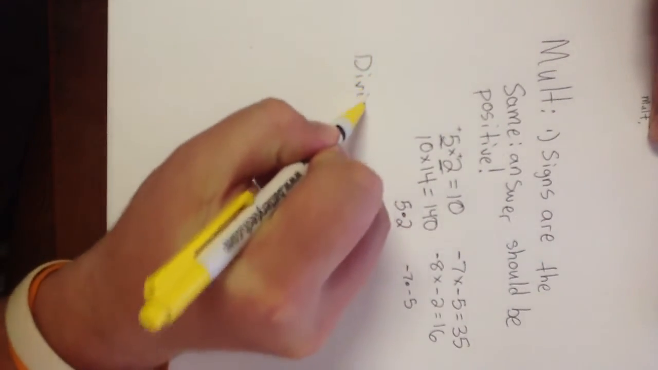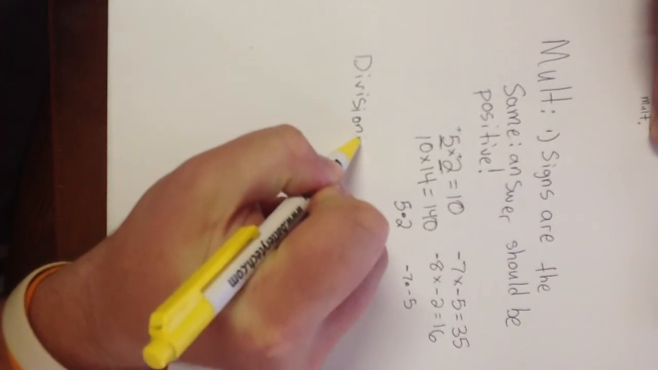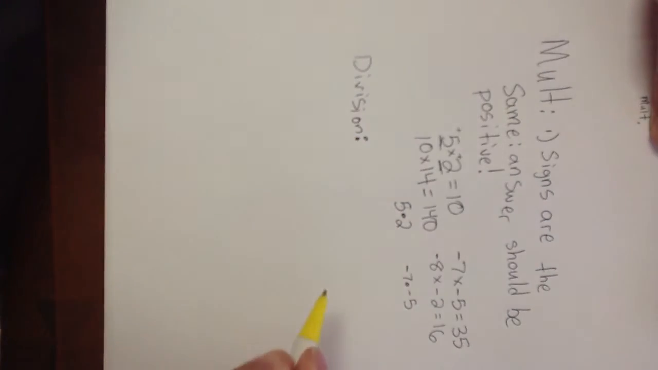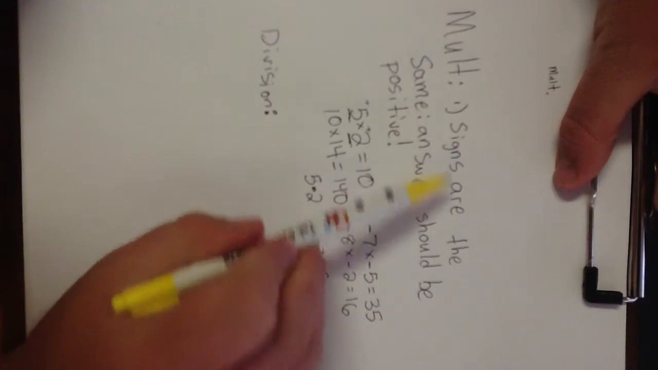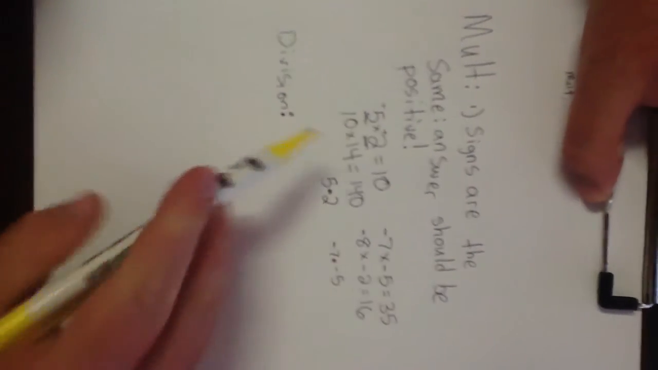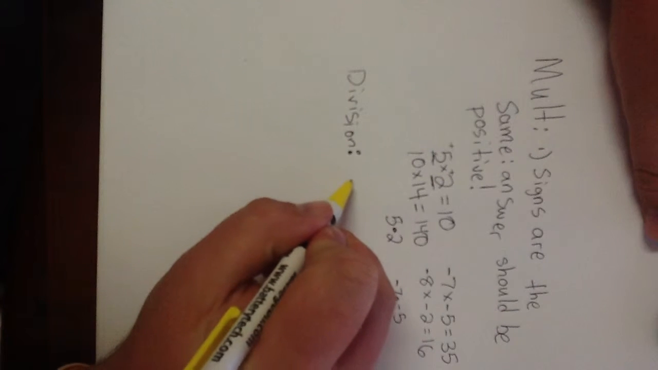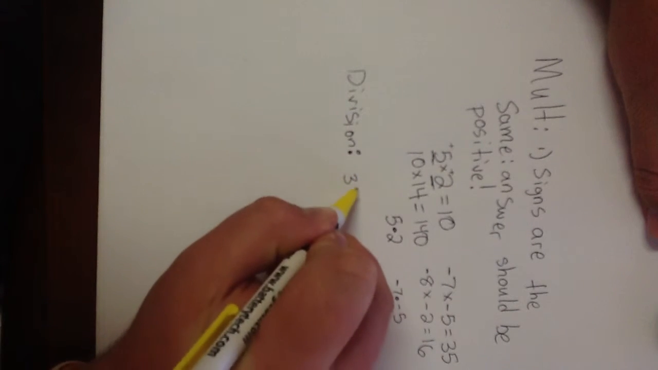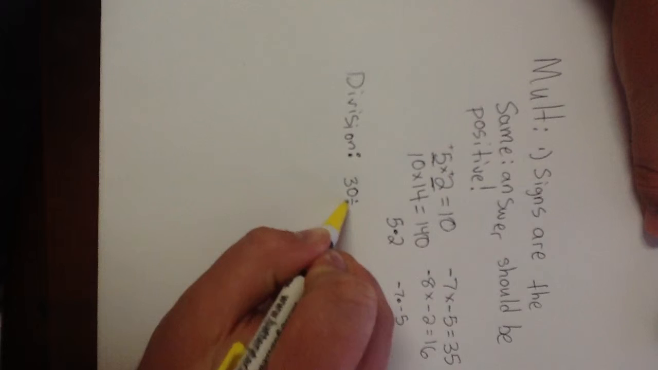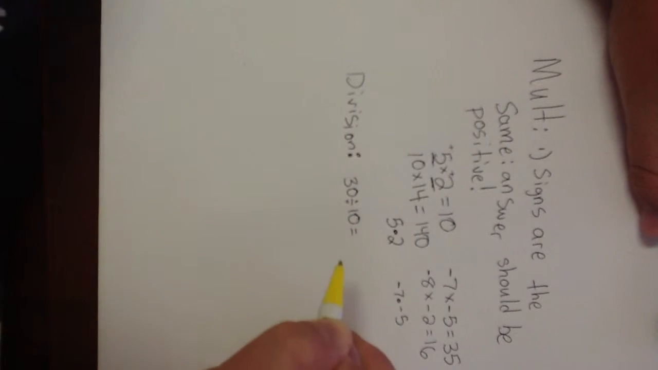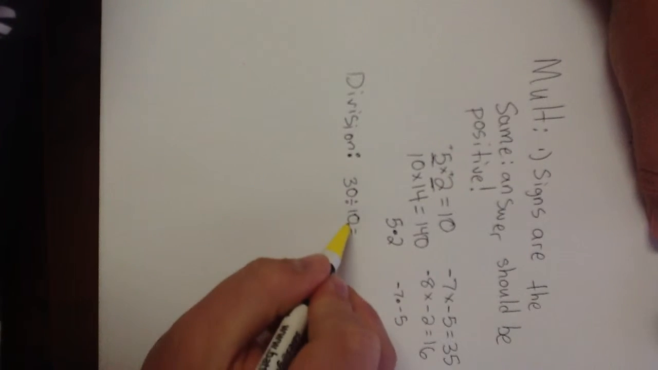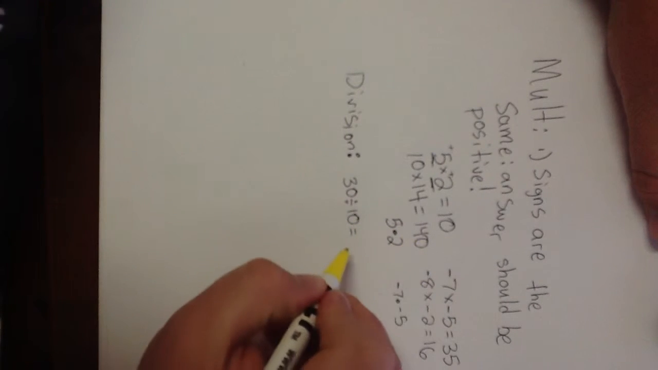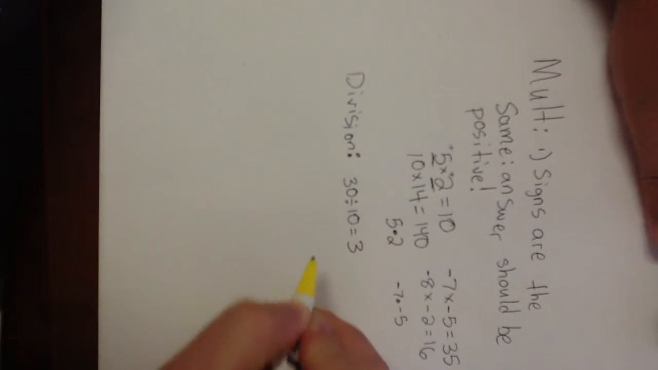So let's talk about division. Same thing here. Doesn't matter what the numbers are, we refer to the rule above. The signs are the same, your answer should be positive, always. So say we got just a basic problem, 30 divided by 10. That's a positive and a positive, your signs are the same, so your answer should be a positive 3.